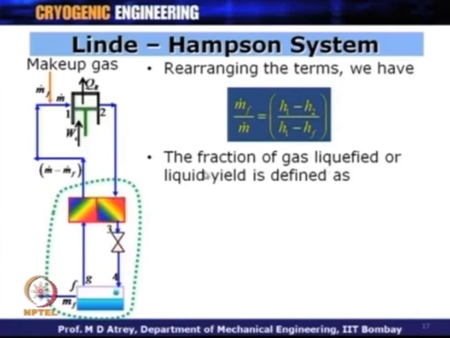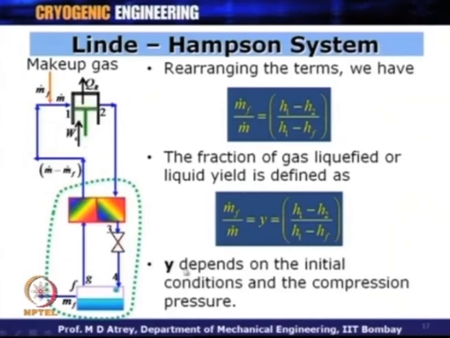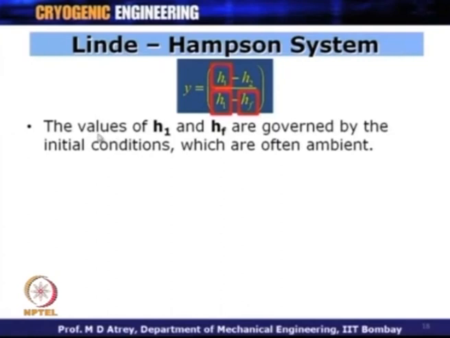The fraction of gas liquefied, or liquid yield, is defined as mf dot divided by m dot, equal to y. This is nothing but y equals (H1 minus H2) divided by (H1 minus Hf). What does it mean? Y depends on the initial condition and the compression pressure. So, H1 and Hf depend on the initial condition, while H2 depends on the compressor pressure. Here we can see that the values H1 and Hf are governed by the initial conditions, which are often ambient conditions. So, H1 corresponds to 1 bar and 300 K, and Hf will be at 77 Kelvin, which is the boiling point of liquid nitrogen at 1 bar pressure.